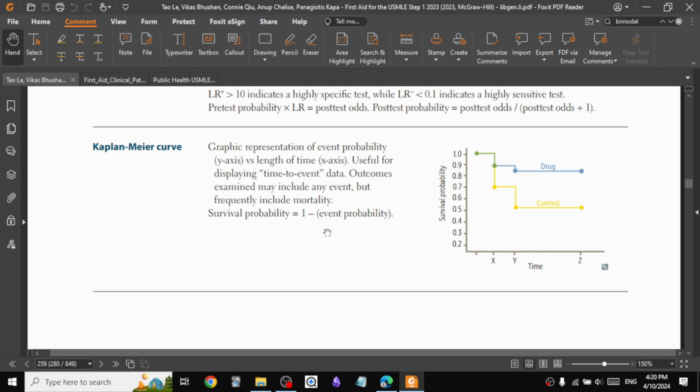Survival probability is equal to 1 minus event probability. In this case, it's an adverse event, and we're looking at survival. It could be something else as well, but make sense of it. One is the entire probability, and the probability of that event occurring subtracted from the entire thing will give you the survival. The event has to be an adverse event, only then will you get the survival.